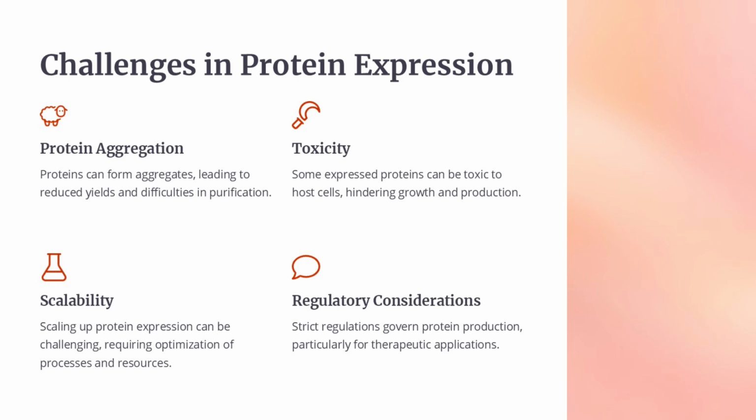Scaling up protein expression processes can be challenging, requiring careful optimization of parameters like media composition, bioreactor design, and process controls. Thorough process development is crucial for successful scale-up. Regulatory considerations are particularly important for proteins intended for therapeutic applications. Strict guidelines must be followed regarding safety, quality, and manufacturing practices. Close collaboration with regulatory authorities is essential.